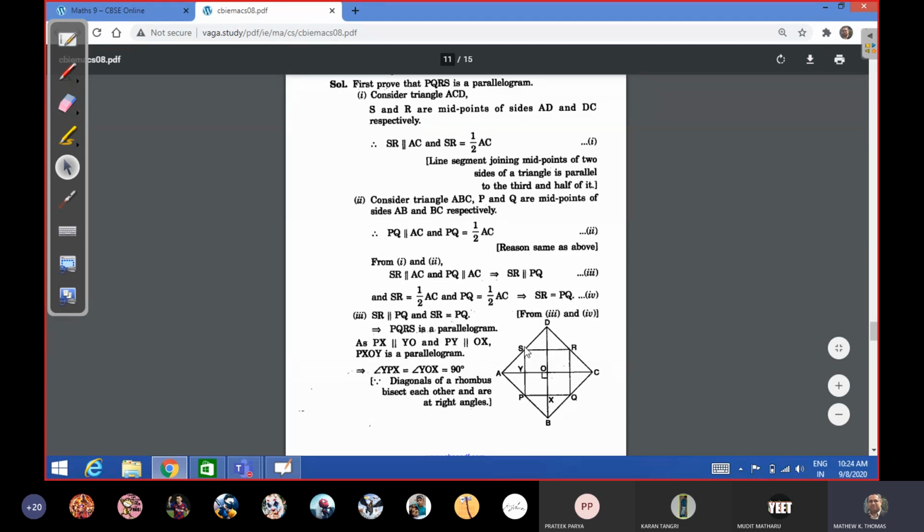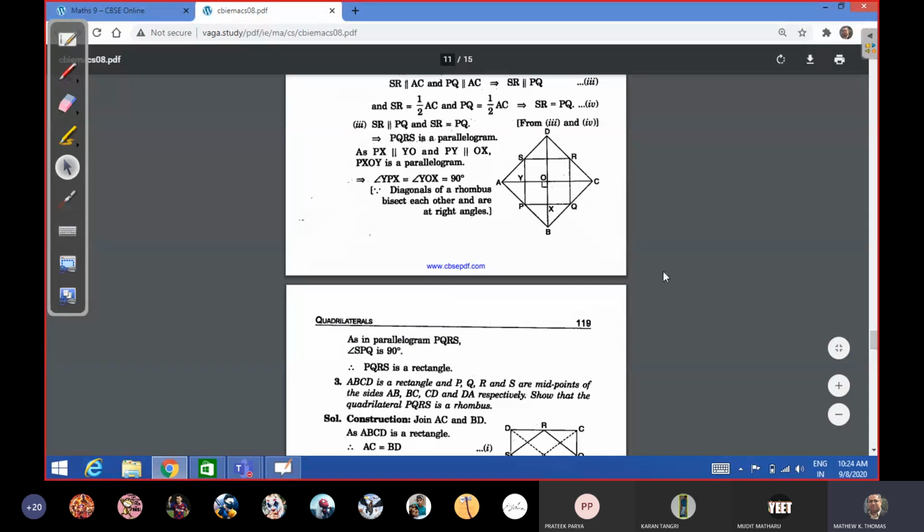So for every question, first you need to prove it's a parallelogram, because once you prove a parallelogram, a lot of things are automatically proved. That means all opposite sides being equal and parallel is already proved if it's a parallelogram. So once it's a parallelogram, now I have to prove it's a rectangle. For that, I need to prove that one angle of this parallelogram is 90. That's very easy because this is a rhombus, and as I told you, the diagonals of a rhombus intersect at 90. So this angle here, angle O, is going to be 90.